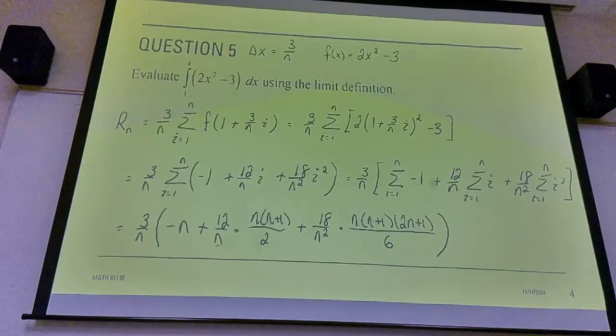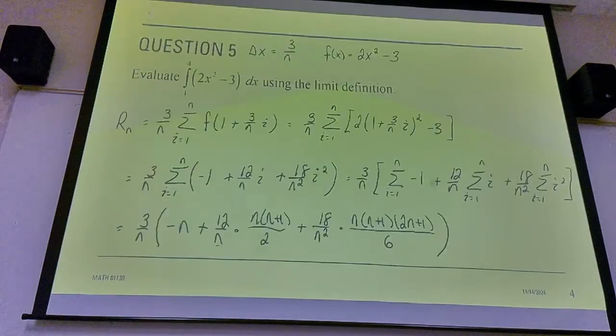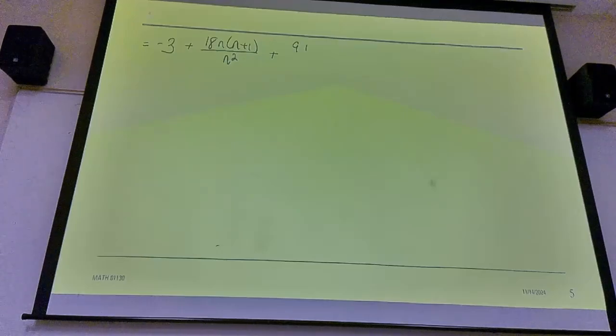-3 plus 18 n times n plus 1 over n squared plus 9 n plus 1 2n plus 1 all over n cubed. So again, there is our Riemann sum.